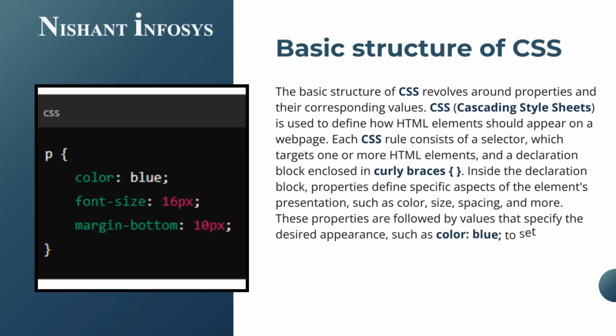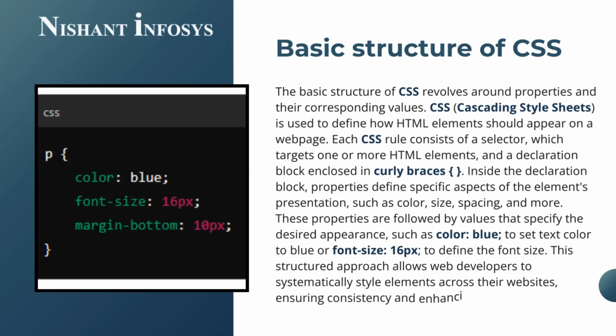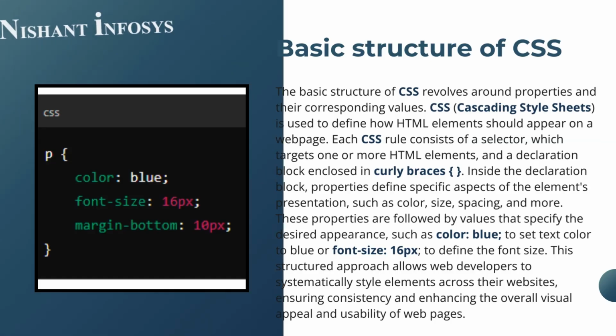Inside the declaration block, properties define specific aspects of the element's presentation, such as color, size, spacing, and more. These properties are followed by values that specify the desired appearance, such as color: blue to set text color to blue, or font-size: 16px to define the font size. This structured approach allows web developers to systematically style elements across their websites, ensuring consistency and enhancing the overall visual appeal and usability of web pages.